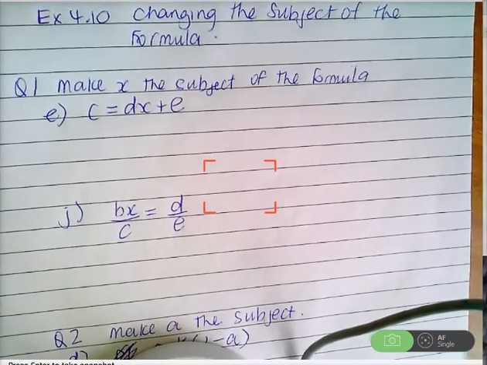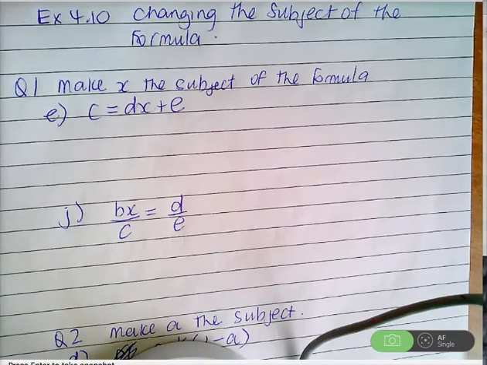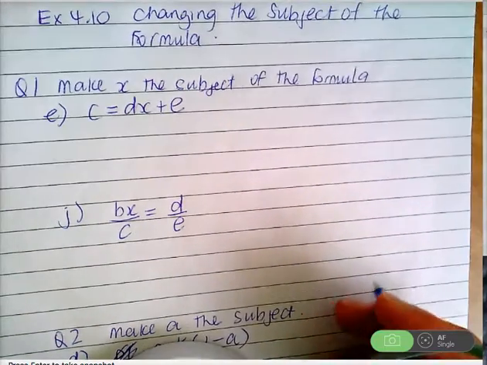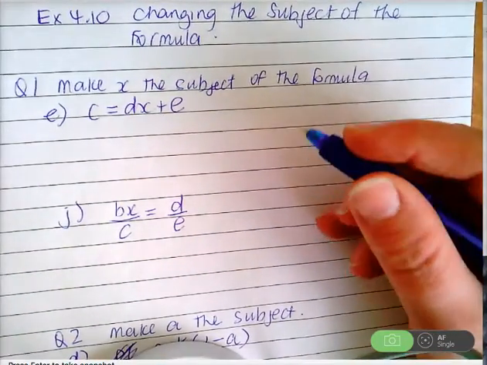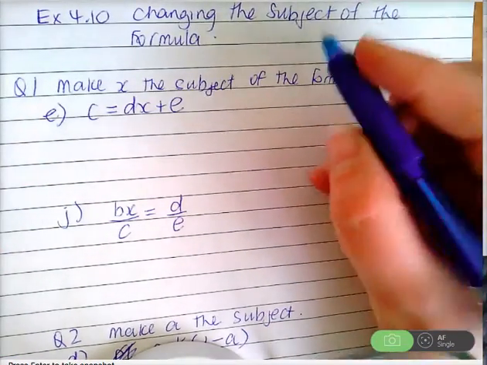This is the Year 9 textbook, girls. Year 9 textbook, exercise 4.10, changing the subject of the formula. The first question is to make x the subject of the formula. Girls, you're just trying to get everything onto the other side away from the x. So what's the first thing you should move?